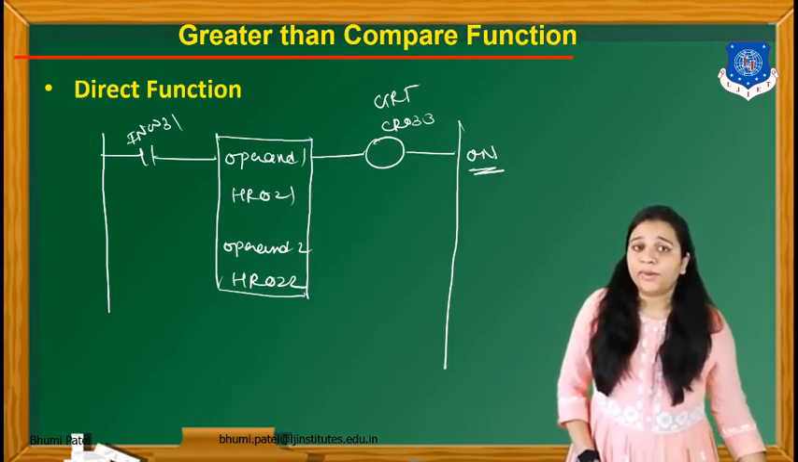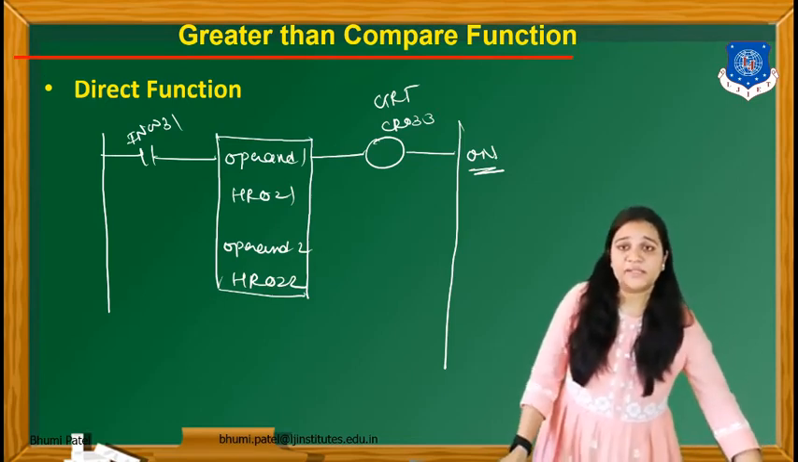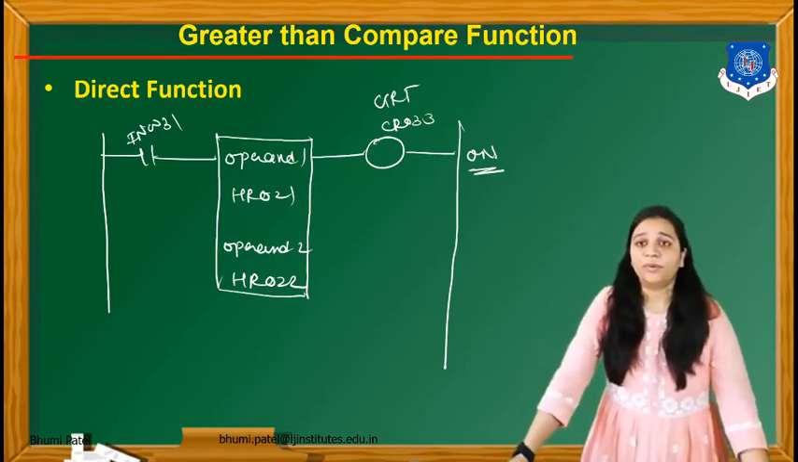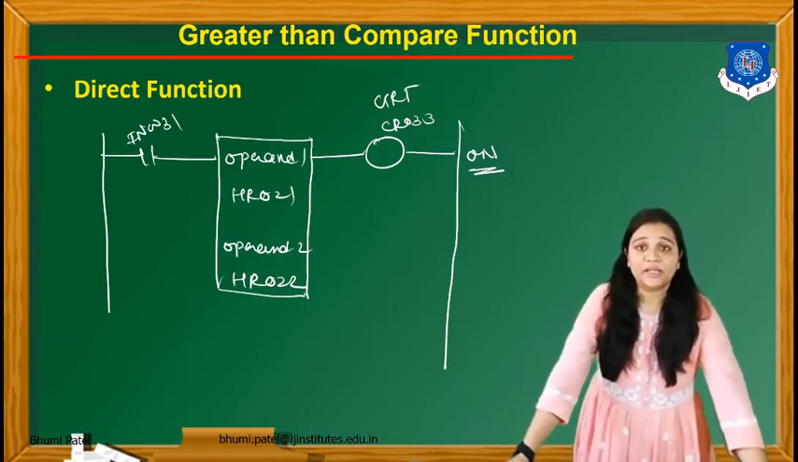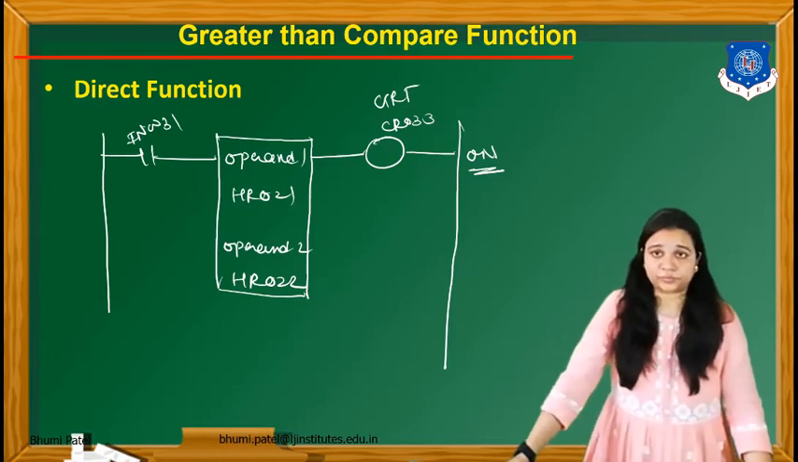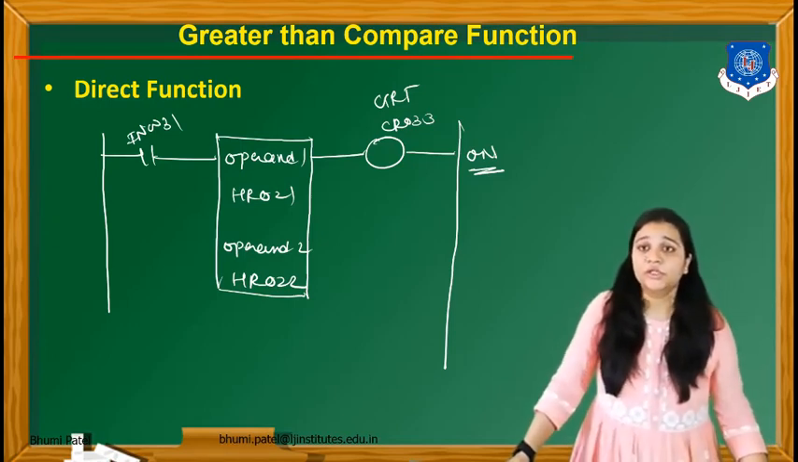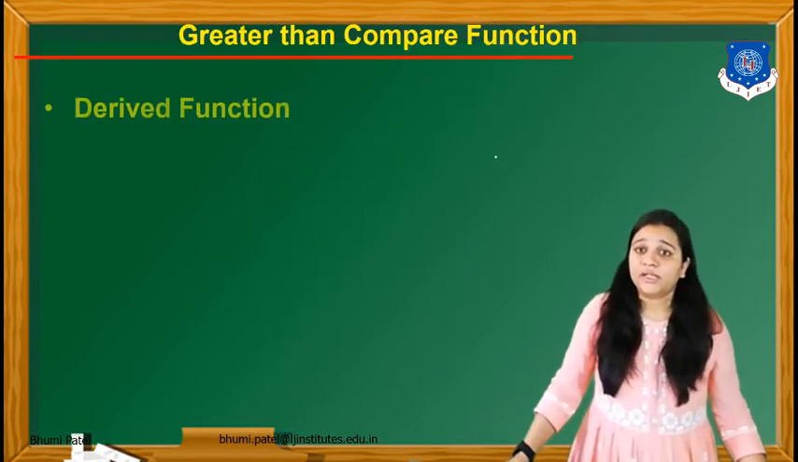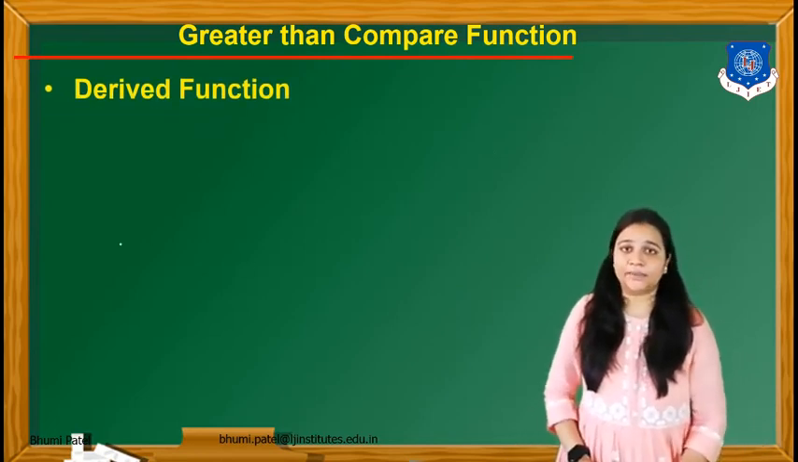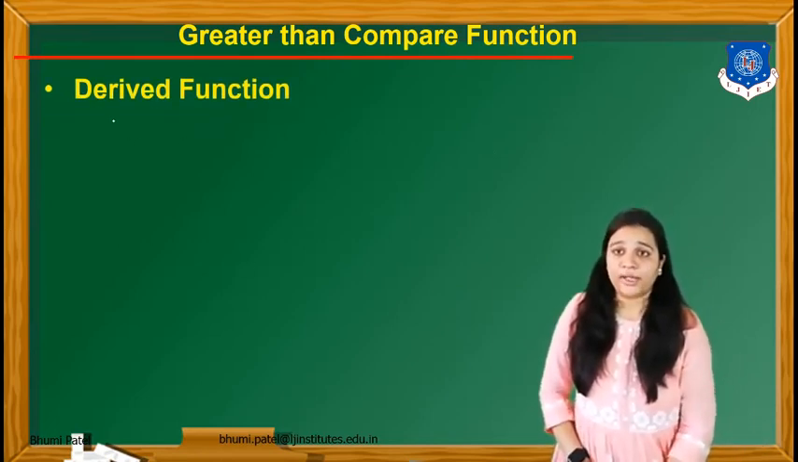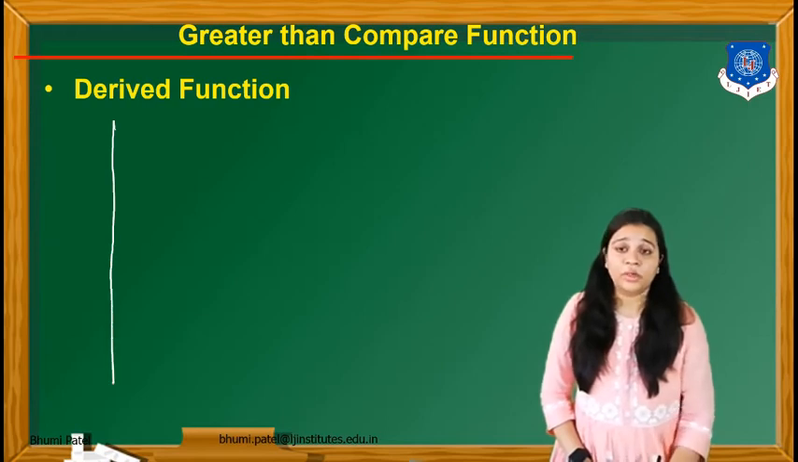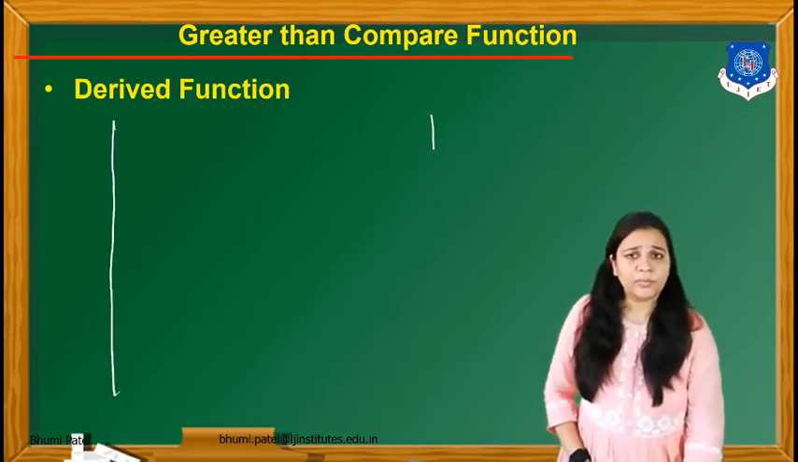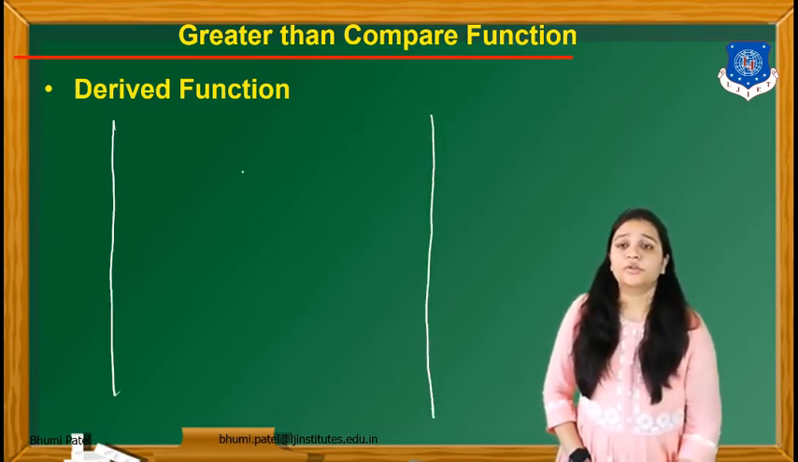Now, greater than is another comparison function for PLC programming. So we have to derive the greater than compare function using the basic functions. What is the derived function of the greater than compare function? For that we have to draw some logic.